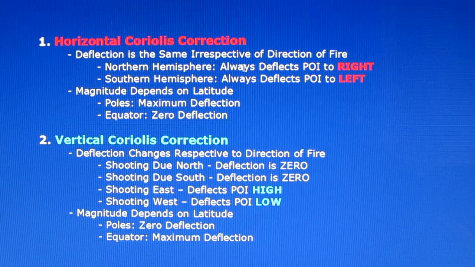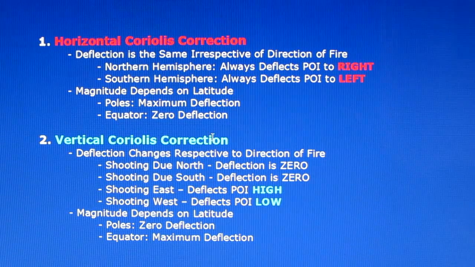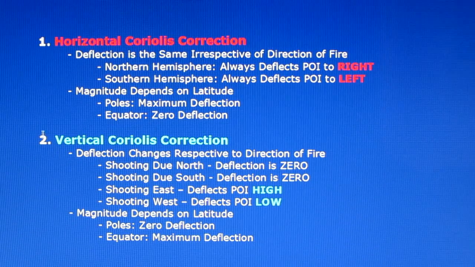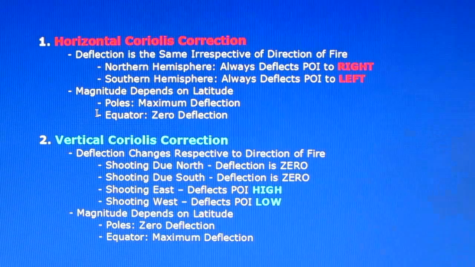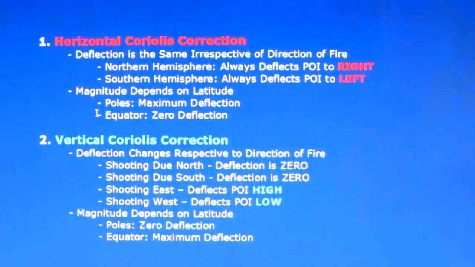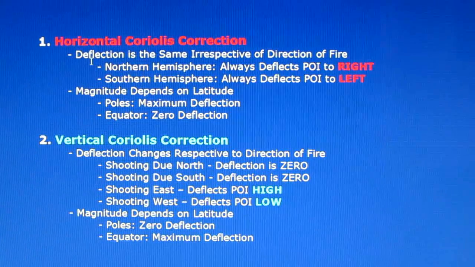But let's take a look here. So you're going to have a horizontal Coriolis correction and a vertical, okay? Depending on which direction you're pointing, if they're vertical. Let's take a look at both of these. So this can affect your bullet both up and down, and also from left to right.